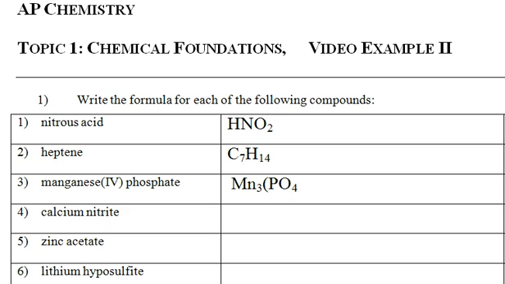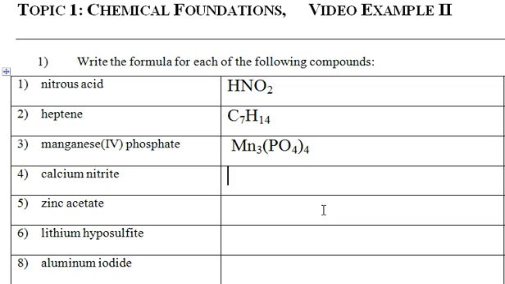Phosphate ion again is PO4. And since the manganese has a +4 charge and the phosphate has a -3, to balance this out I am going to need 4 phosphates to totally balance this compound out. So my final formula is Mn3(PO4)4. Manganese 4-phosphate.